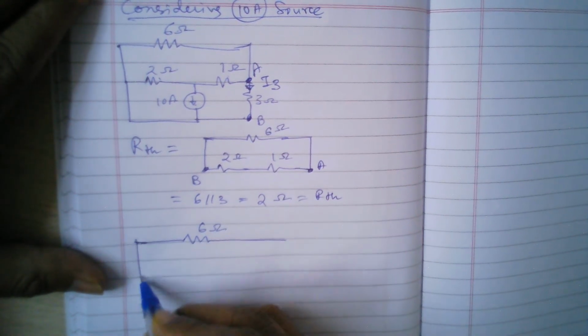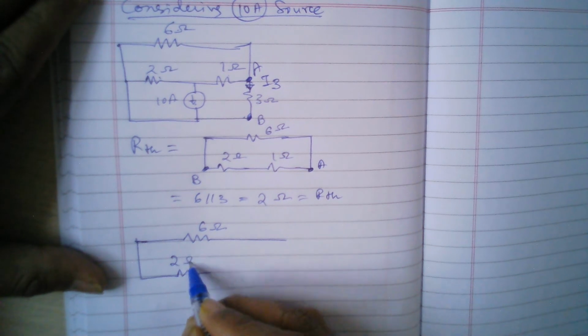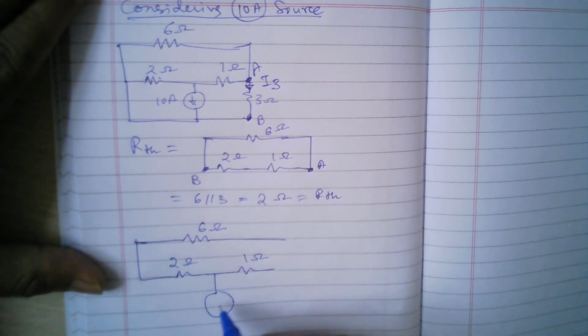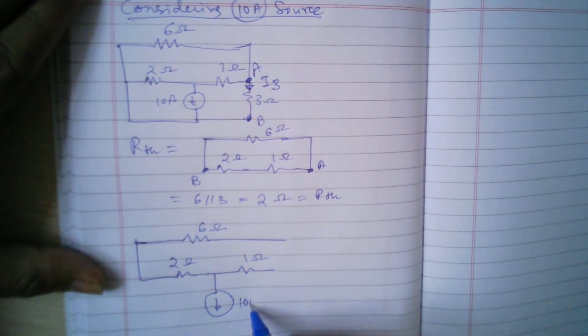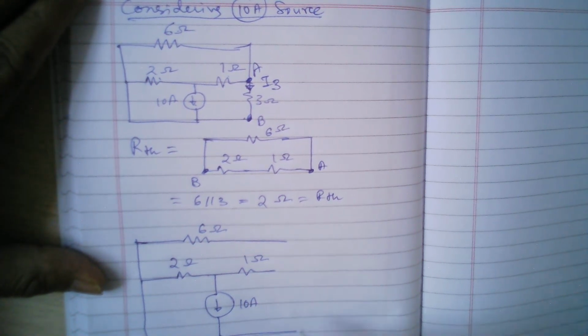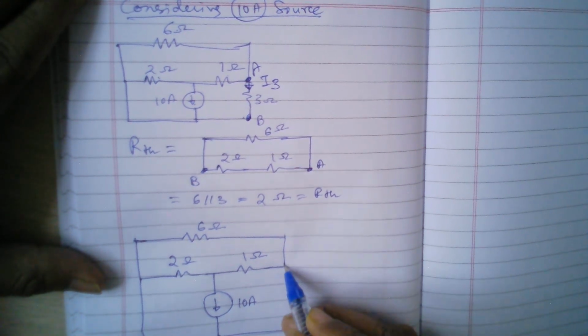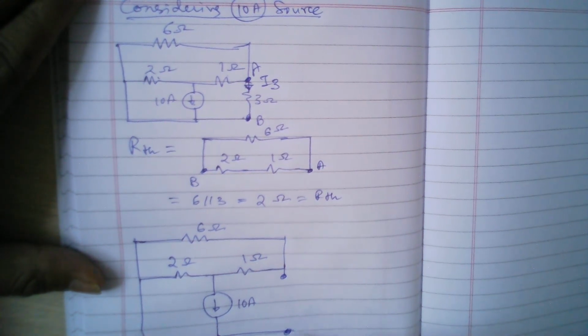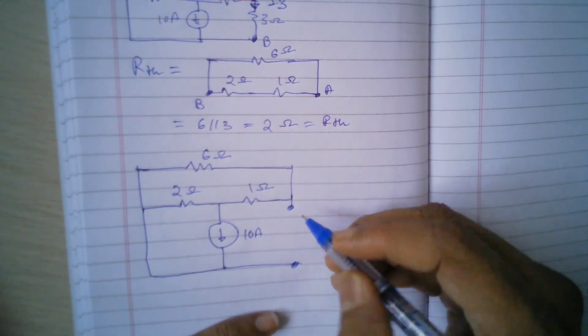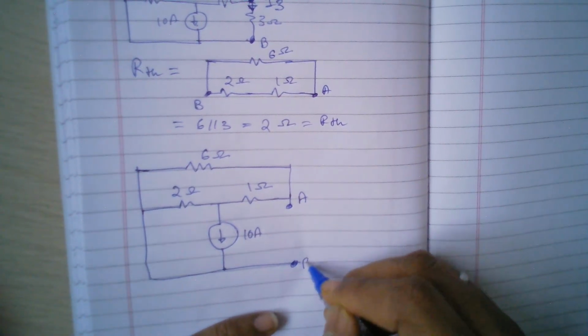6 ohms we have, 2 ohms we have, 1 ohm. Then I am having 10 amperes going down. This side it is short circuited, and this is closed, and this side it is open circuited. Okay. So now how will the current flow? So this point is A and this point is B.